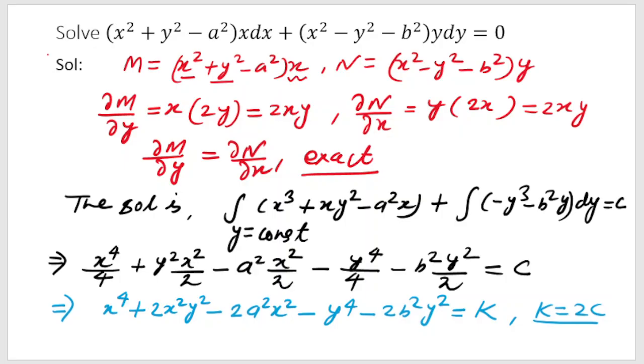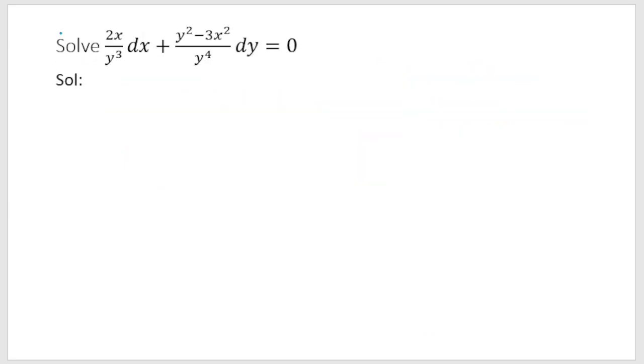I hope it is making sense to you. So let us solve a few more. So in this, what is M? Now I hope you are smart enough to write it directly. M is equal to 2x by y cube. And what is N? So N here is 1 by y square minus 3x square by y to the power 4.